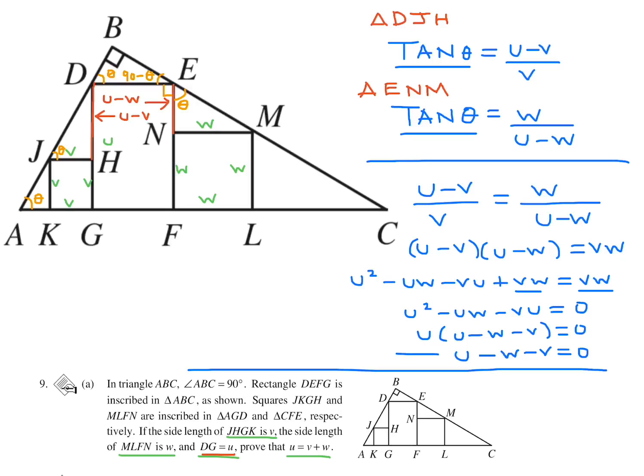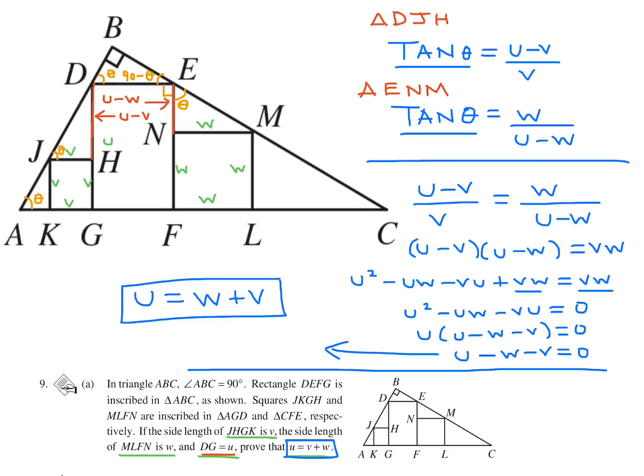And therefore, if we divide both sides by U, all we're left with is U minus W minus V is equal to 0. And our final step, put the W and V on the other side, and you get U is equal to W plus V. And guess what? That is what they wanted you to prove, that U is equal to V plus W. So there you go. You just proved it.